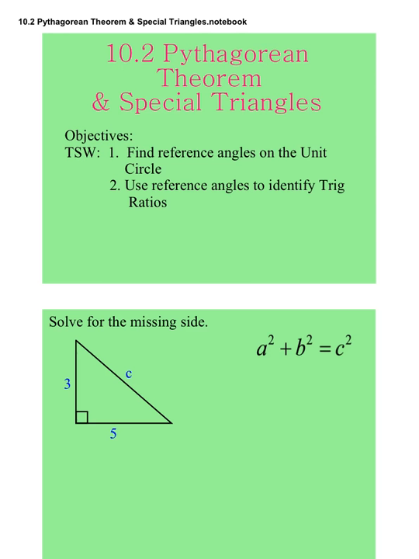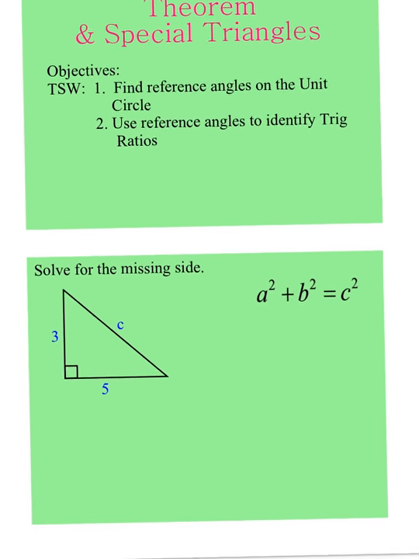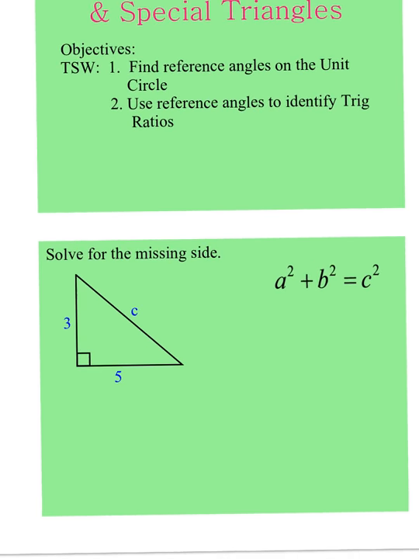Alright, so today we're going to cover the Pythagorean theorem and special triangles. Our objectives are we're going to find reference angles on the unit circle, and we're going to use reference angles to identify trig ratios. Alright, so first thing we're going to do is solve for the missing side for our triangle here.